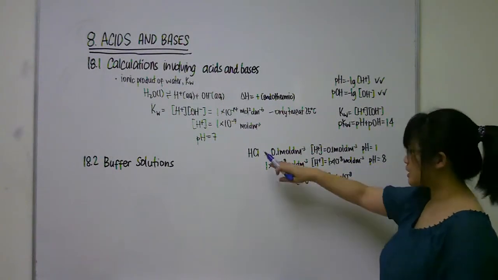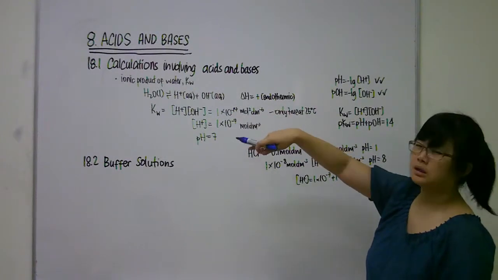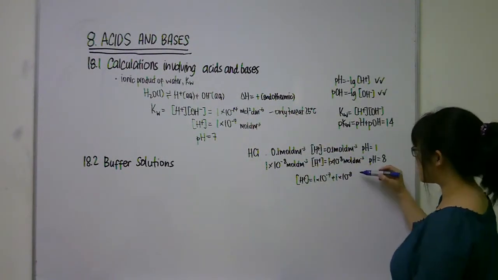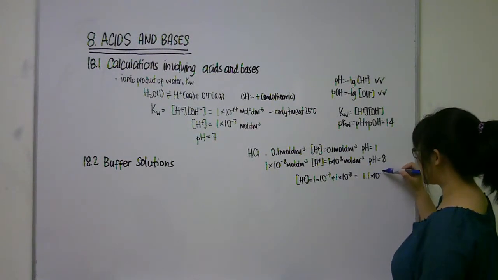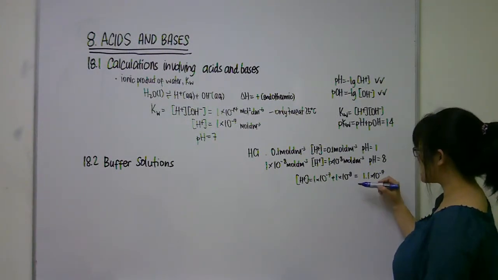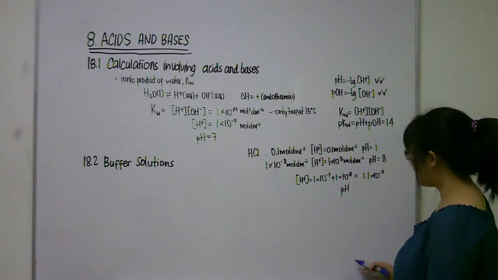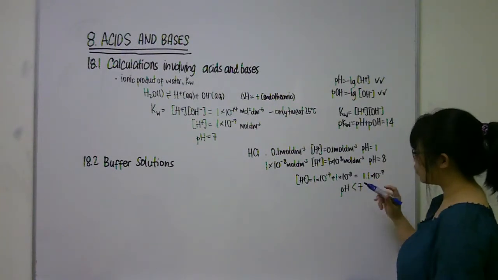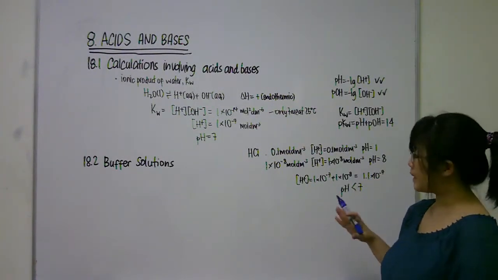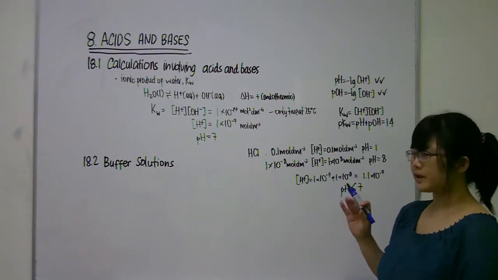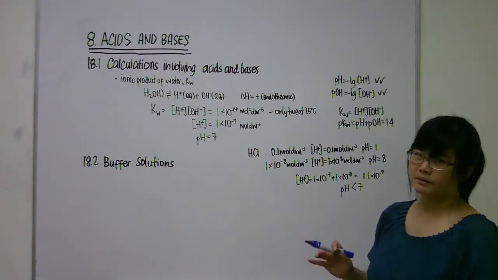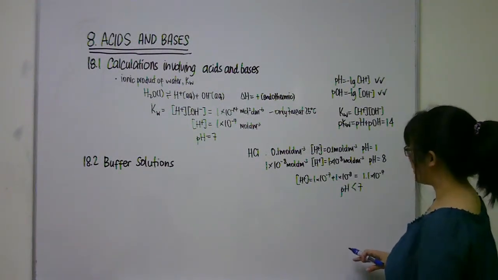By right you can't, because the addition of acid will disturb the equilibrium. But just as an illustration, you have like 1.1 times 10 to the power of minus 7. When you take the minus log of this value, it will definitely be less than 7. Which means at 25 degrees Celsius, the pH of an acid can never be greater than 7. Never. Okay?